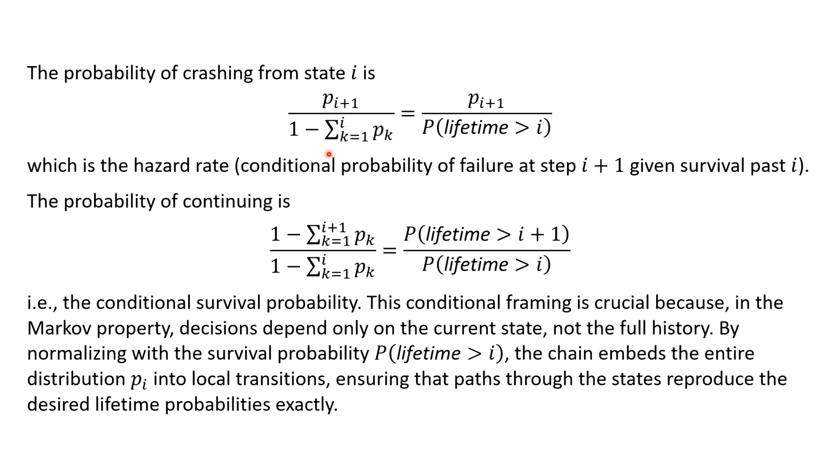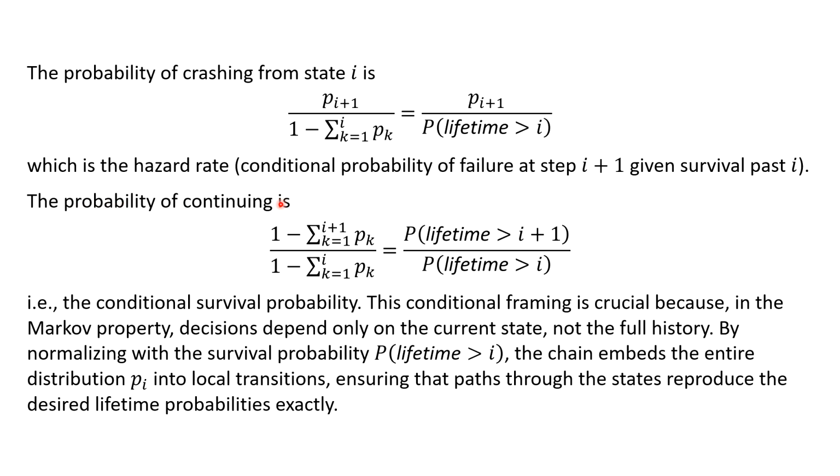Okay, a little bit more on these probabilities. The probability of crashing from state I, and we've seen this, I've just put it in a more compressed format, is P sub I plus 1 divided by 1 minus the sum of the P sub k from k equals 1 to I. And this thing here is the probability the lifetime will be greater than I, which is known as the hazard rate, the conditional probability of failure at step I plus 1 given survival past state I.